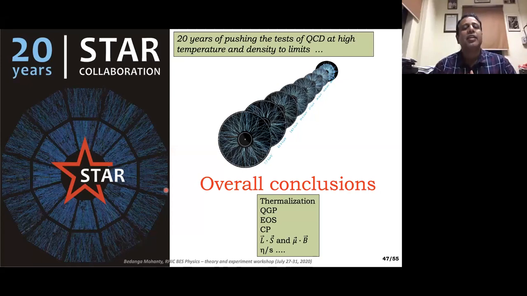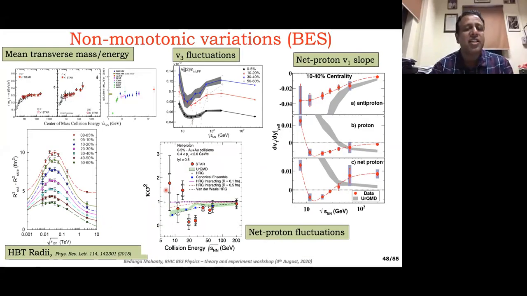I think in 20 years of running, STAR has been pushing the tests of QCD at high temperatures and densities to its limits. What we set out to see was whether there are some non-monotonic variations in observables which can tell us something about the turn-off of the signals that we saw at RHIC energies, or which are sensitive to the equation of state.